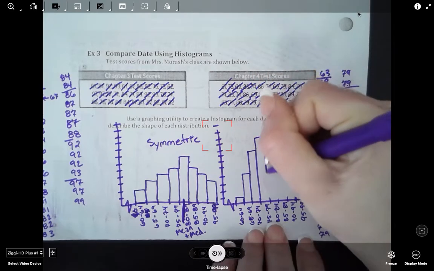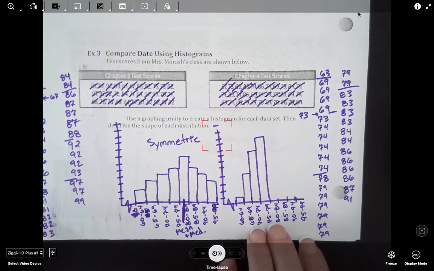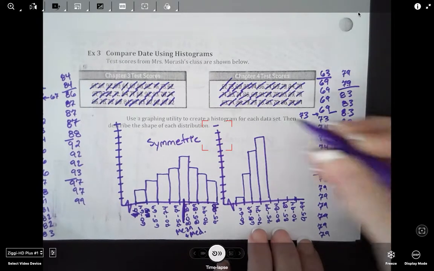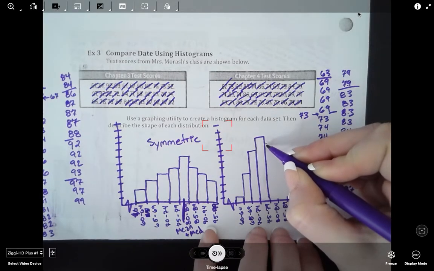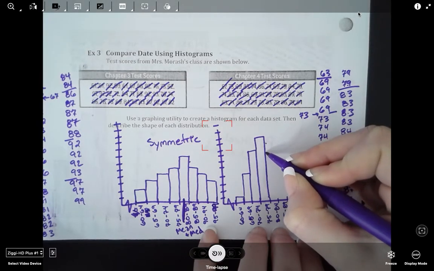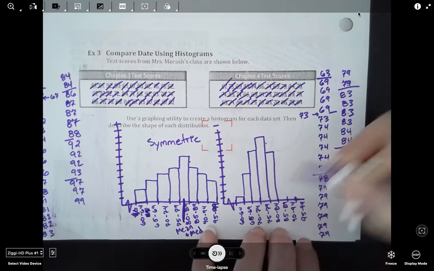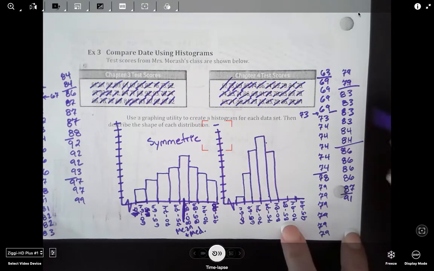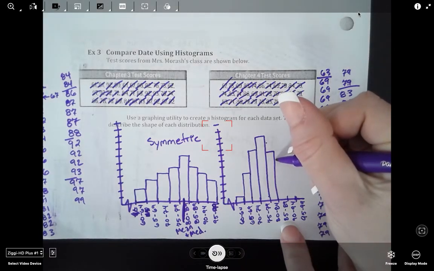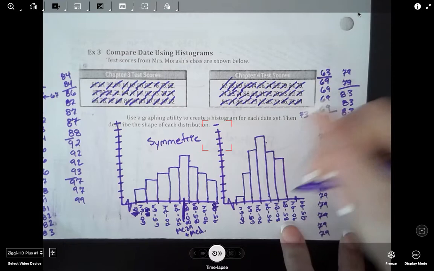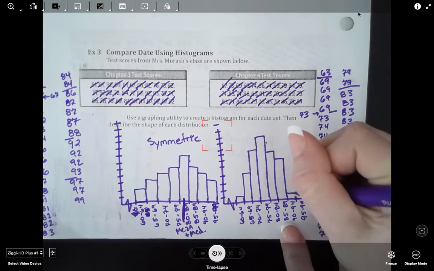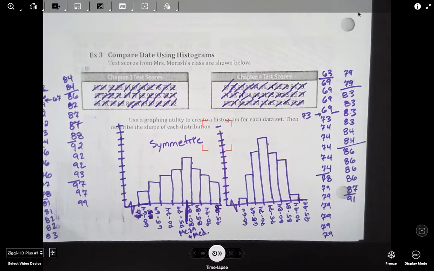Right here. Okay. 80 to 84: 1, 2, 3, 4, 5, 6. Six is down here. 85 to 89 is 5 of them. I'm doing a very poor job at this bar thing. And then 1 down here for 90 to 91. What do you think that one is?